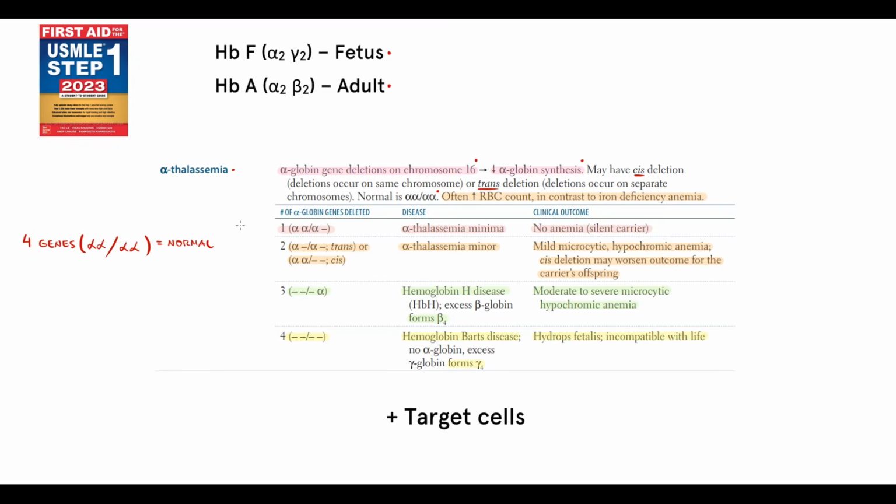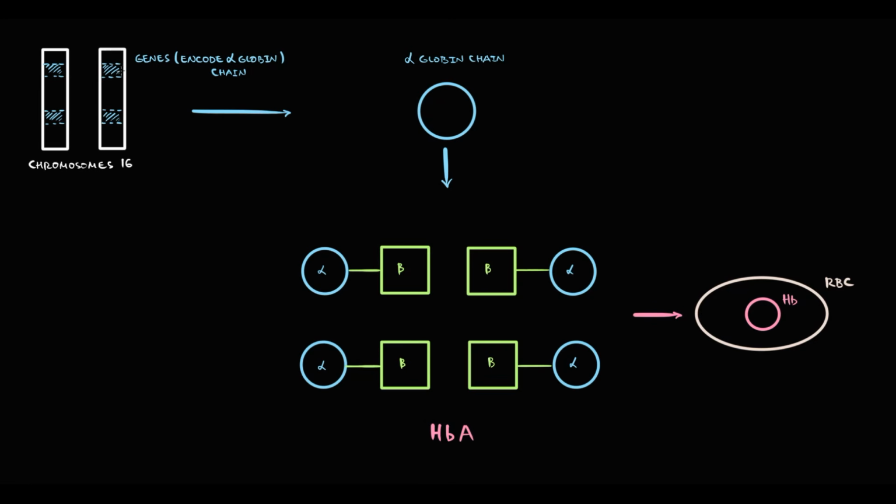The first possibility is deletion of only one alpha-globin gene. This form of thalassemia we call α-thalassemia minima, and in this case, the person will be totally asymptomatic. So let's explain this. The deletion of only one gene can be perfectly compensated by 3 other working genes.